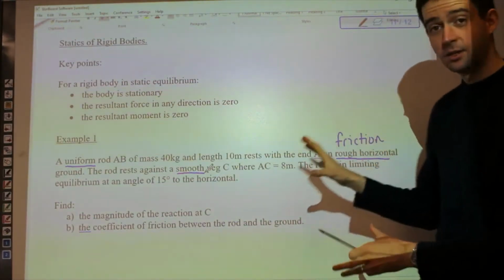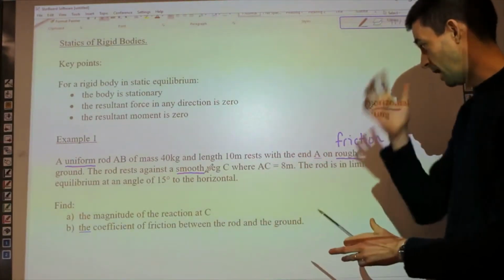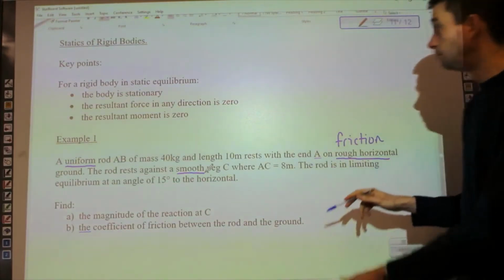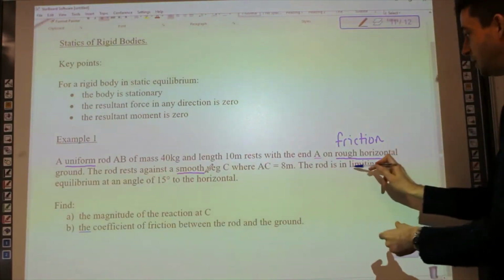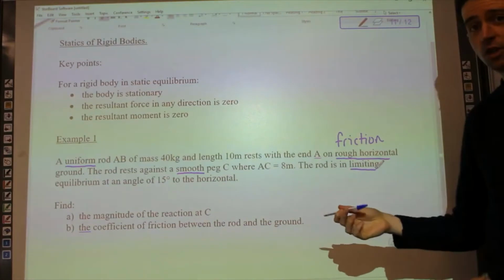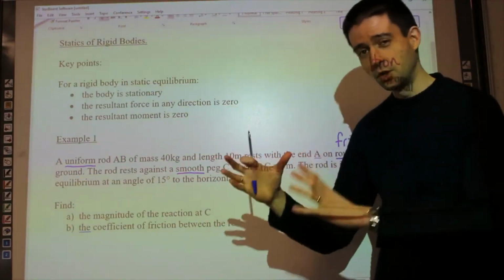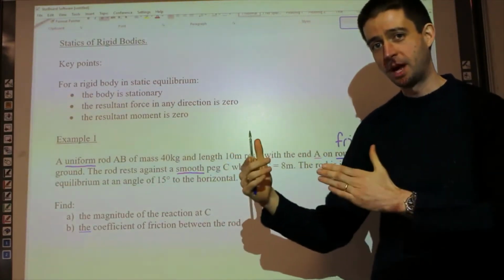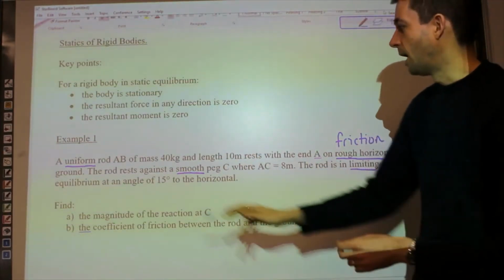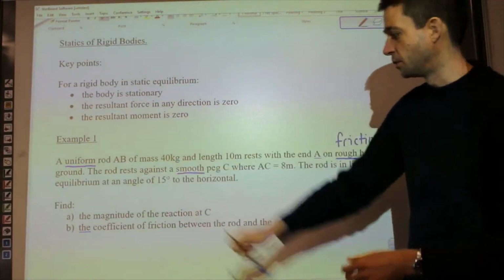So one of the situations has got friction, the other hasn't. We'll look at that in the diagram in a minute. The rod is in limiting equilibrium. Limiting equilibrium just means that the forces are balanced, so it's on the point of moving because the forces are perfectly balanced with each other at an angle of 15 degrees to the horizontal.